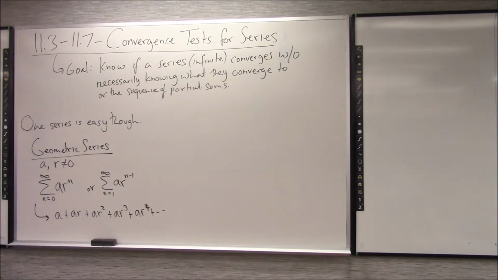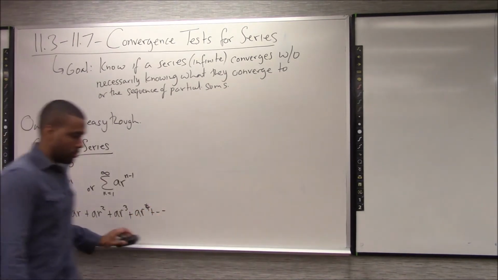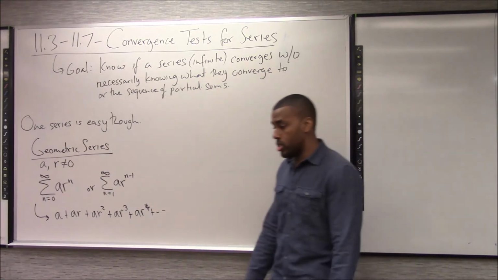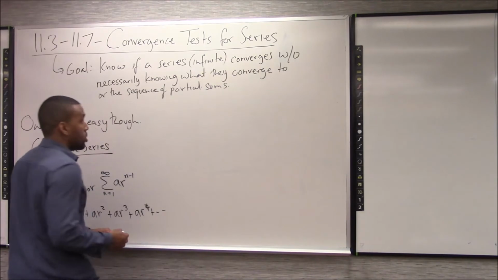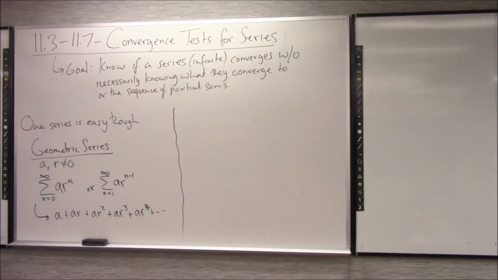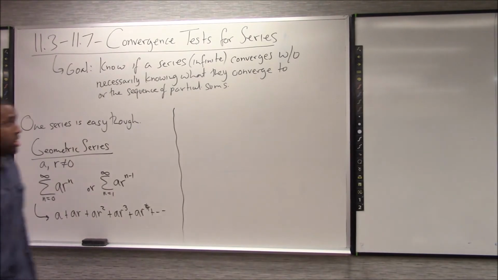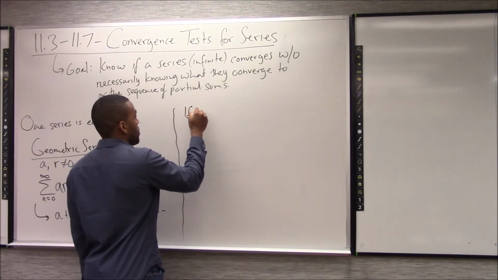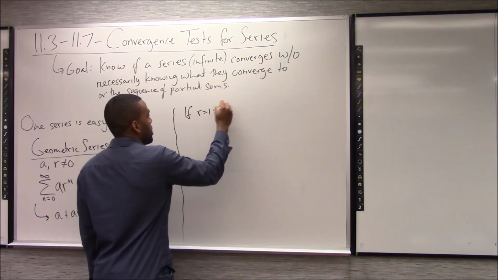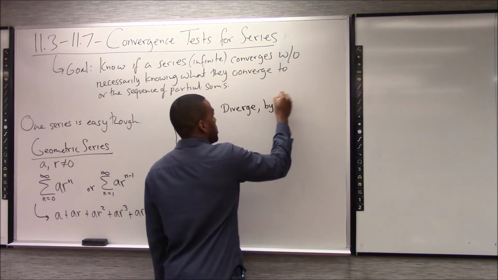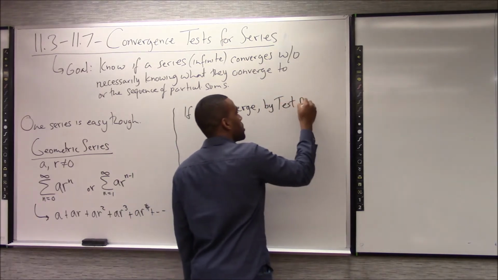Right? And if you add up all these terms, you get what you call a geometric series. Now it turns out, these guys, we actually can know what the answer is, and it's not that hard. So first of all, notice that if r equals 1, we diverge by the test for divergence.